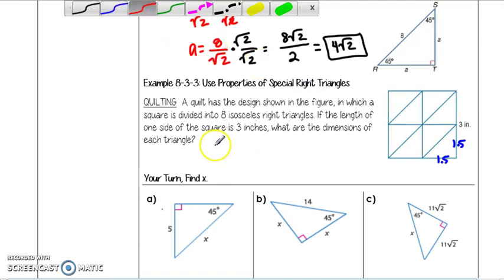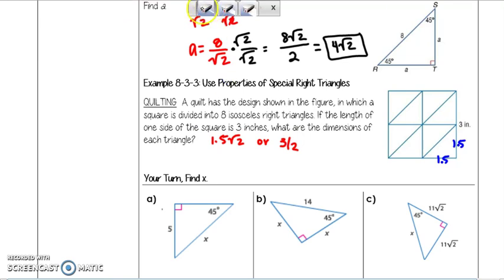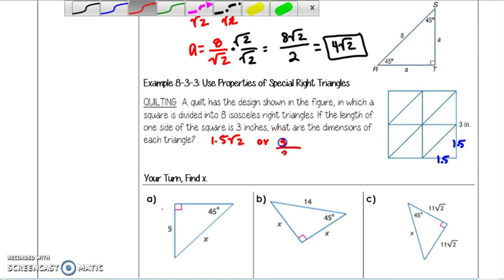hypotenuse by doing our 1.5 times radical 2. And you can have it like this, but we really don't necessarily want the decimal, so this is really 3 halves. So you could have 3 radical 2 over 2. We need our radical 2 in there. But 3 halves is our 1.5, and then we put our radical 2 there. So that is going to be our hypotenuse, and then our sides are going to be 1.5. So this by 1.5 by 1.5. So those are the dimensions of each triangle.